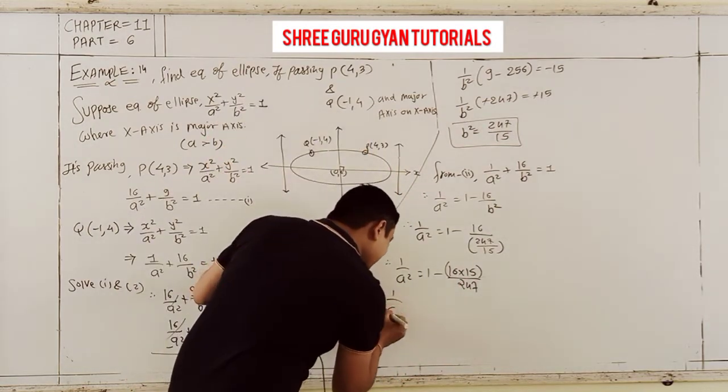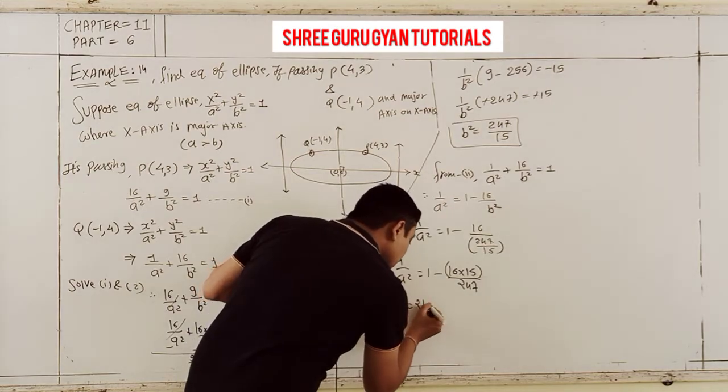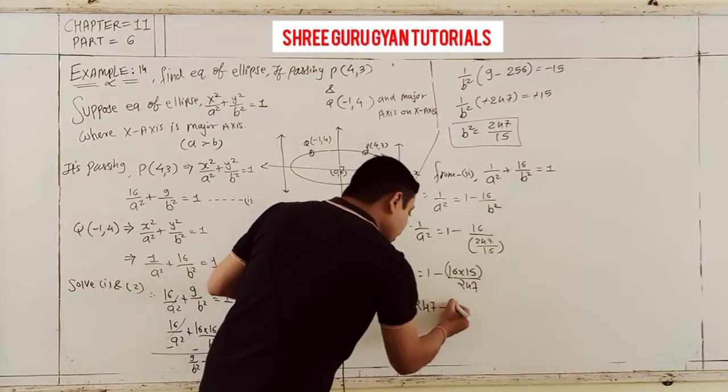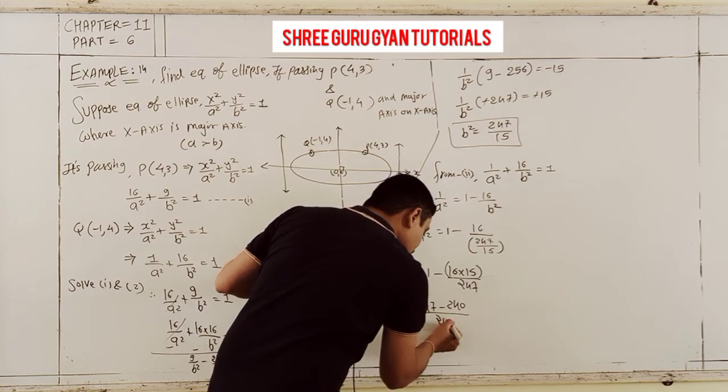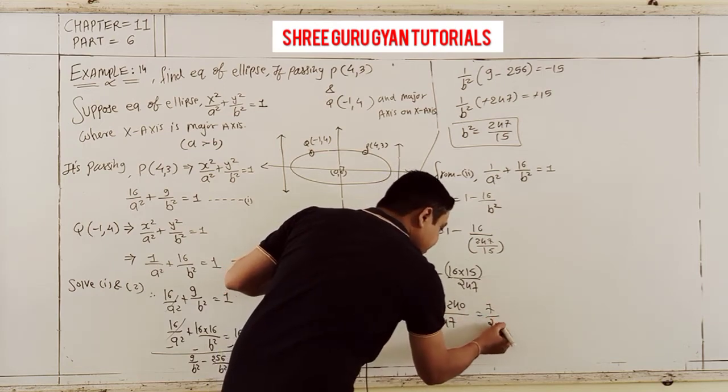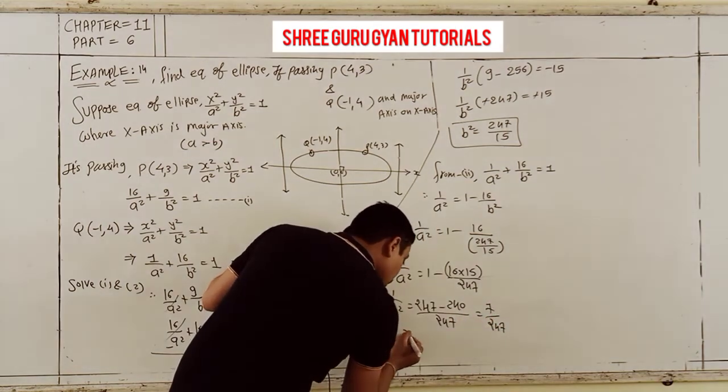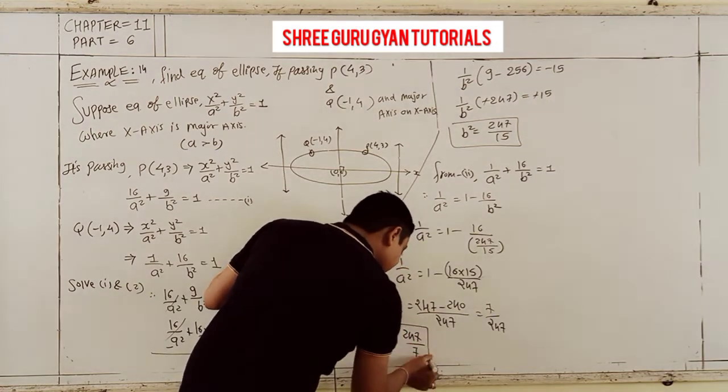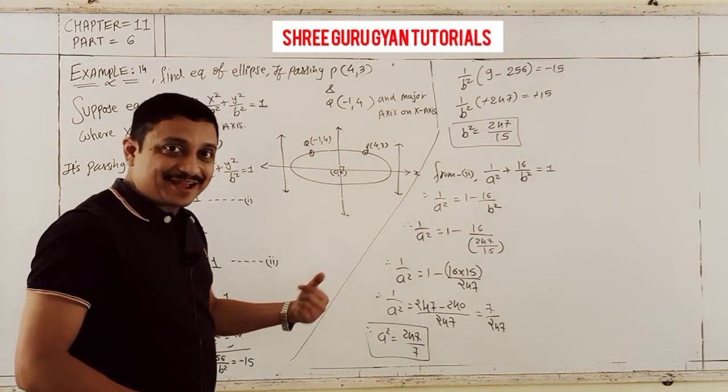So 1 by a square, students, here it is 247 minus 16 times 15, that is 240, by 247. It will be 7 by 247. So a square becomes the reciprocal, 247 by 7. Now a is ready, b is ready.